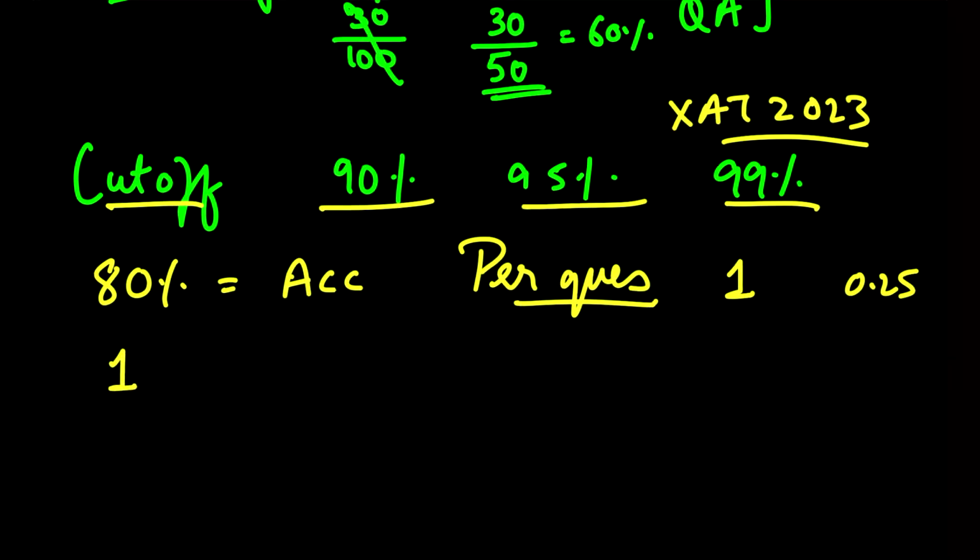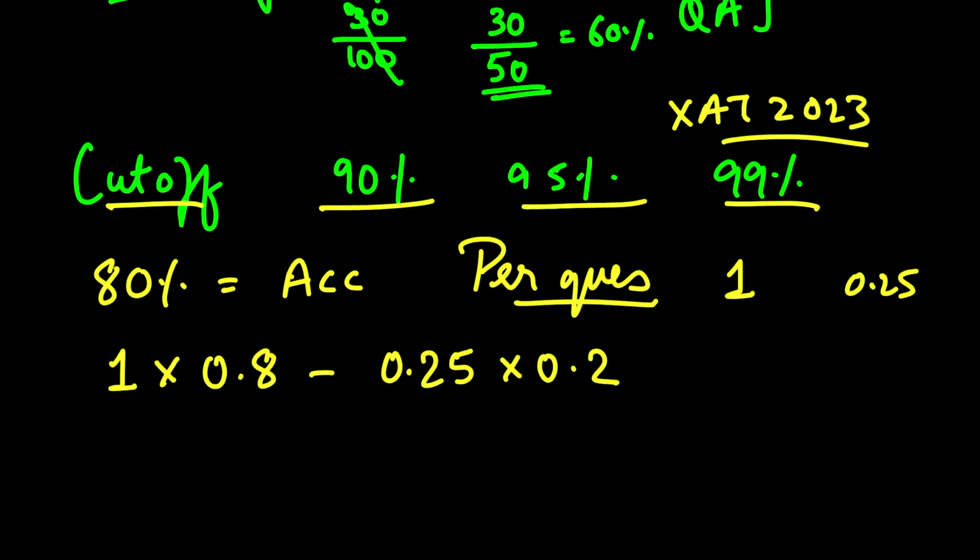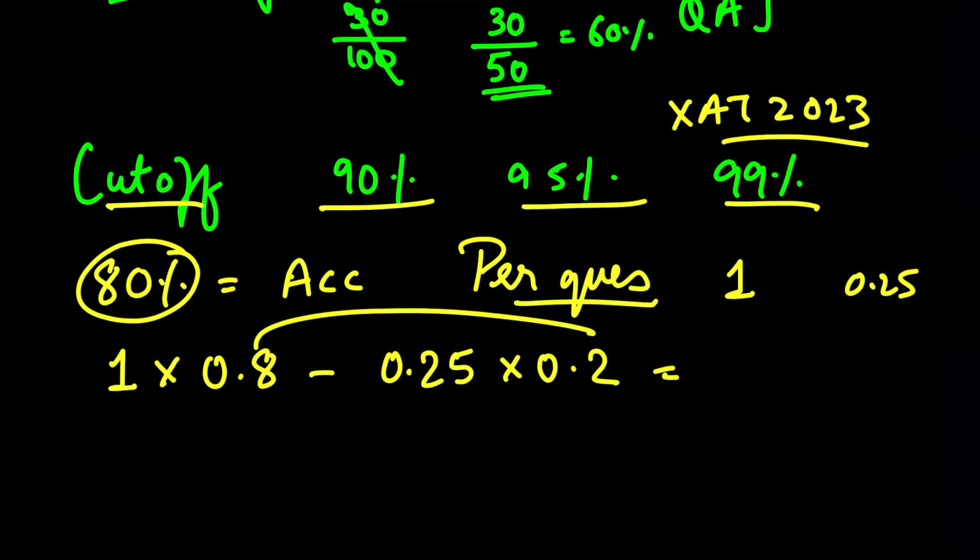That means 1 mark with an accuracy of 0.8, if you guys know 80% is 0.8, minus 0.25, which is the marks deducted for a wrong answer, with an accuracy, of course, of the remaining 1 minus 0.8, that is 0.2. If you do this on the basis of your accuracy of 80%, your mark per question will come out to be 0.75.